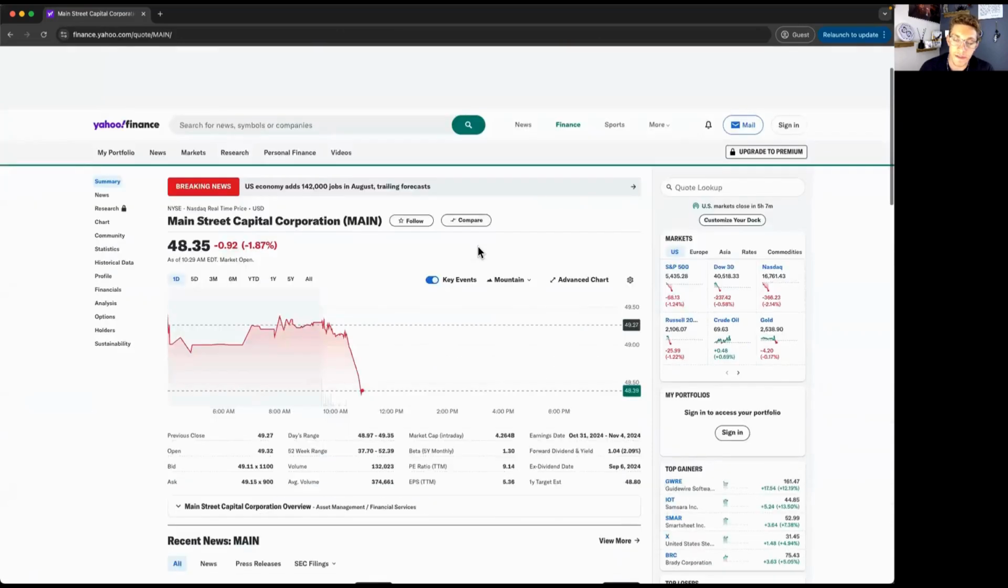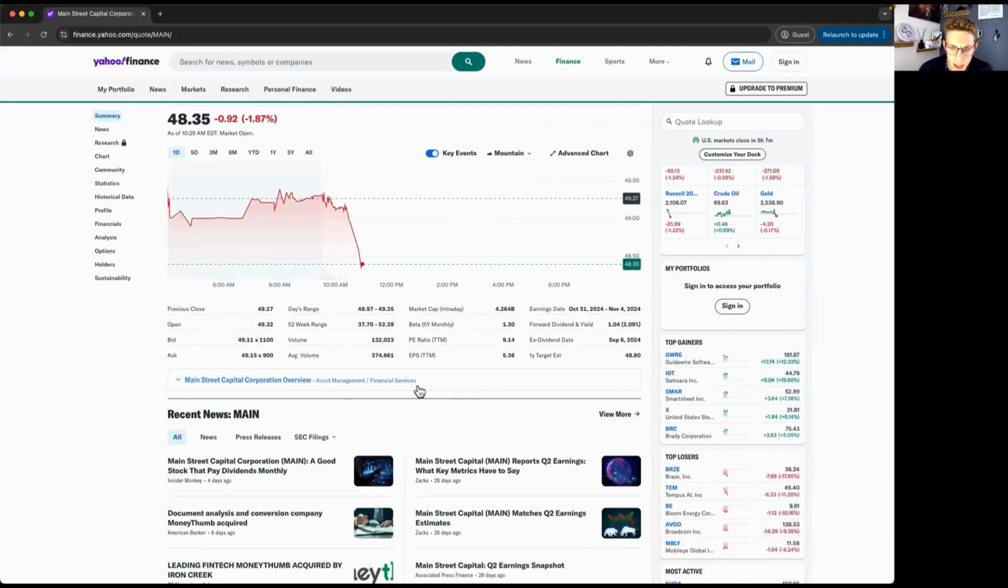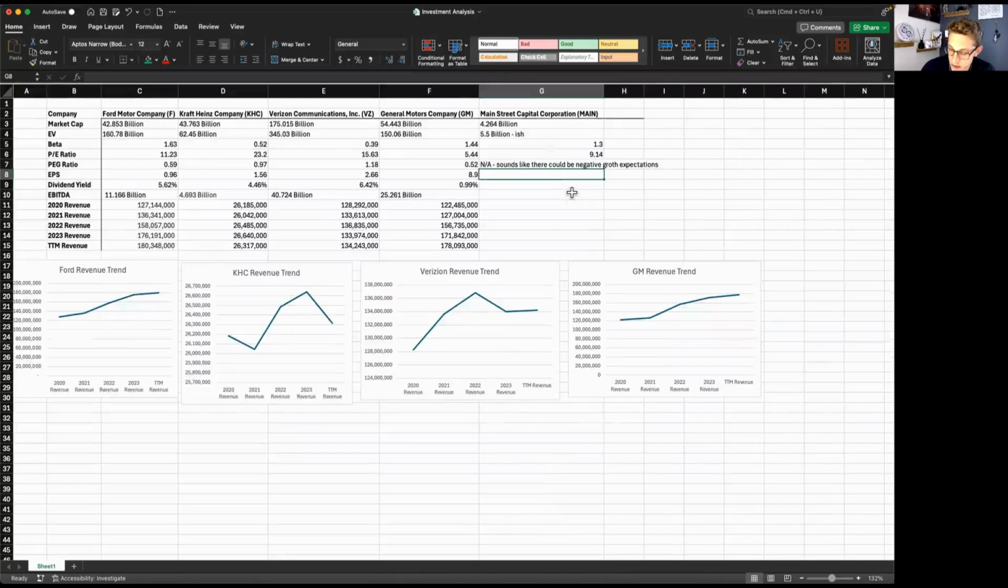So anyway, next we want earnings per share. So earnings per share, EPS. Okay, well that's easy, right? That's there: 5.36. So $5.36 is how much the company is making per share of stock that they sell. That's pretty cool. That is a fairly high number, right? Lower than GM yesterday, GM had some pretty good numbers yesterday, but higher than Ford, KHC, or Verizon.